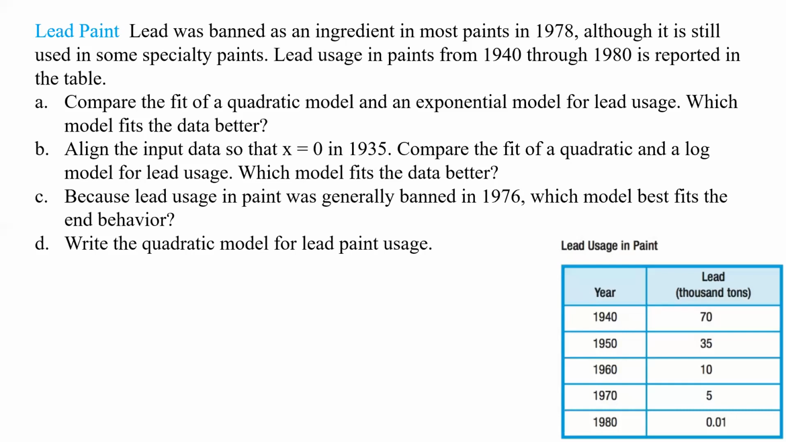What we're supposed to do is compare the fit of a quadratic model and an exponential model for lead usage. Which model fits the data better? Then we're supposed to align the input data so that x equals 0 in 1935 and compare the fit of a quadratic and a log model for lead usage. Which model fits the data better? Because lead usage in paint was generally banned in 76, which model fits the end behavior better? And then we're going to write the quadratic model for lead paint usage. All right, so let's go get that.